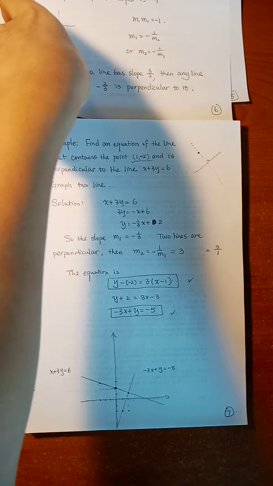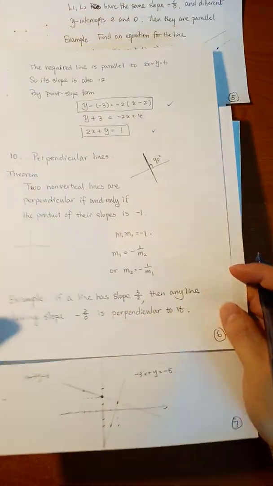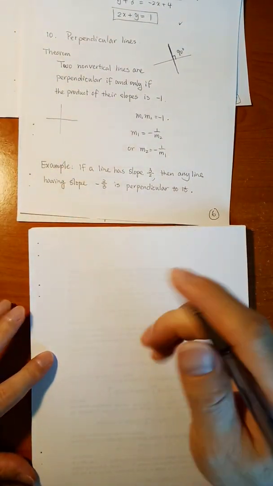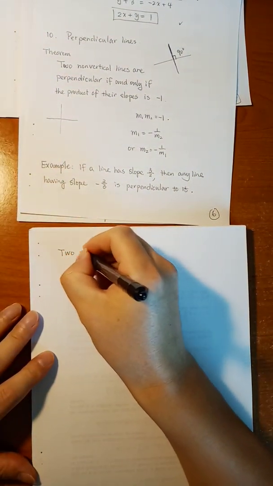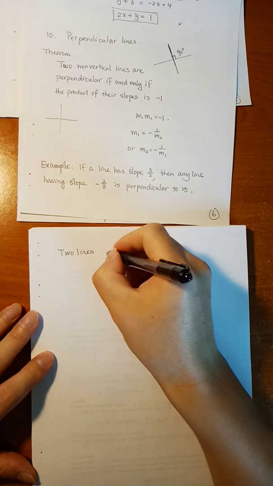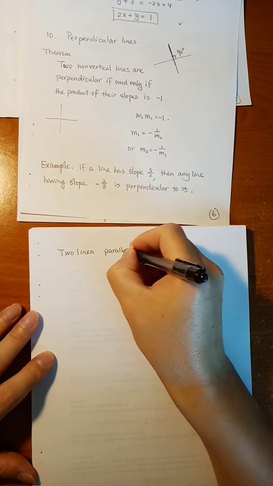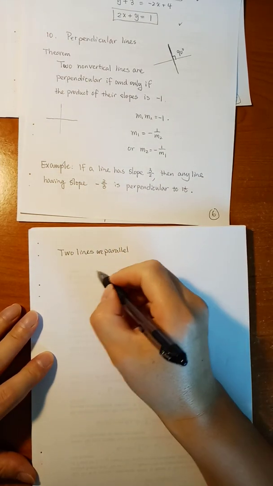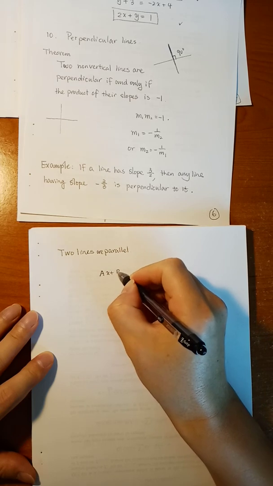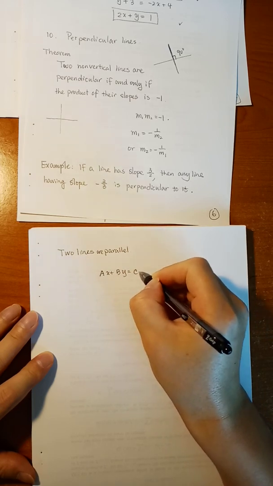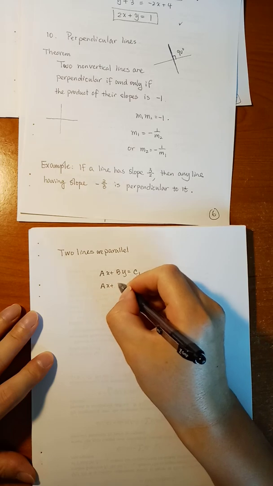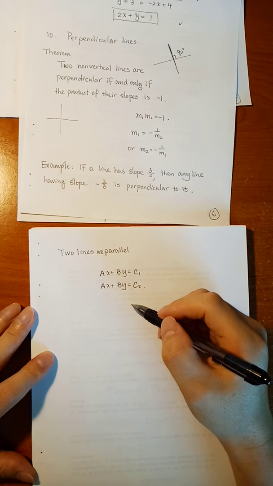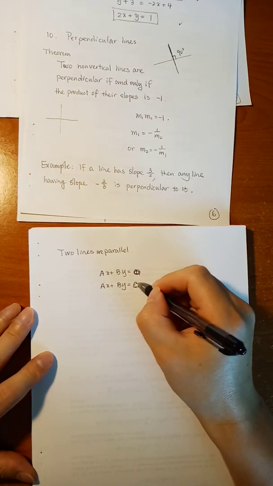We still have a few minutes. Let's make those two problems more machinable. If two lines are parallel, they will definitely have something like this. Let's not use C1, C2, let's just use C and D.